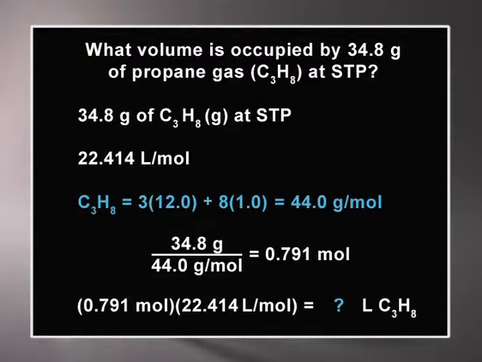Now I have to find out what volume that would occupy. There are 22.414 liters per mole of any gas at STP. Since I have less than a mole, my answer must be less than 22.414 liters. Specifically, 0.791 moles times 22.414 liters per mole comes out to be around 17.7 liters of C3H8. Now, if you've solved these problems correctly, I think you really understand these concepts, but let's try another.